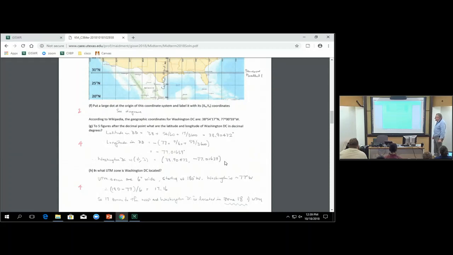And then we had the UTM zone of Washington, D.C., which turned out to be a bit of a wild card. In this class, 1/3 of the students got this right. 2/3 did not. So anyway, good to have wild cards occasionally. These zones are 6 degrees wide. They start at 180 degrees west. So if you take 180, subtract from that 77 degrees west and divide the result by 6, you come to 17.16. That means there are 17 complete zones before you get to Washington, and then a bit more.